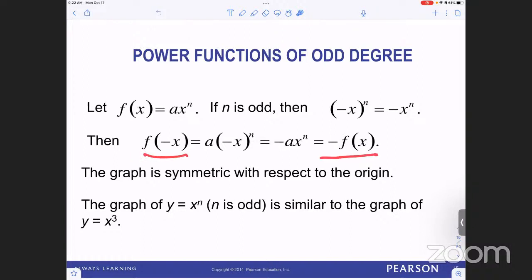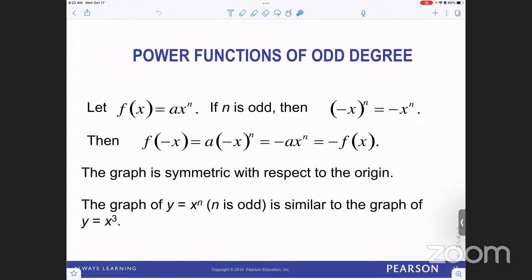When a function is even, that means we have y-axis symmetry. When a function is odd, that means we have origin symmetry. Origin symmetry is like whenever you have the point x comma y, you also have negative x comma negative y. So all the points are equidistant and symmetric about the origin. The graph of this power function when the power is odd is similar to x cubed, which is kind of like an S-shaped curve.